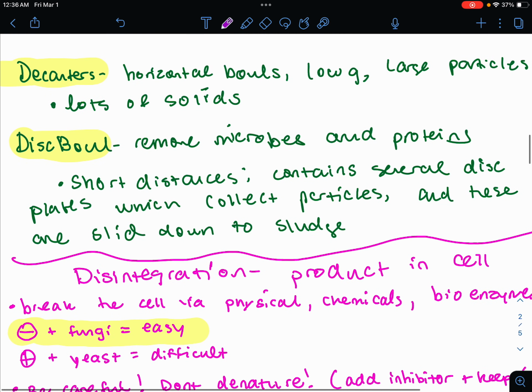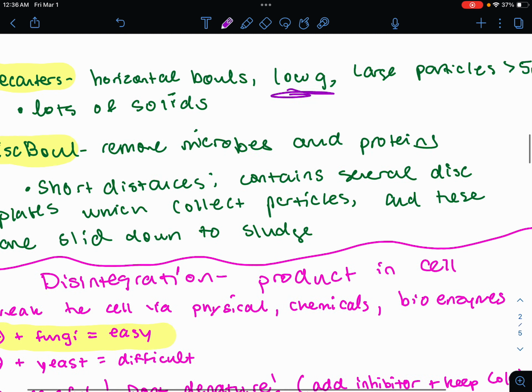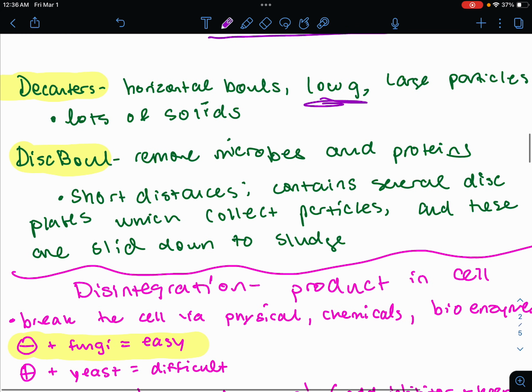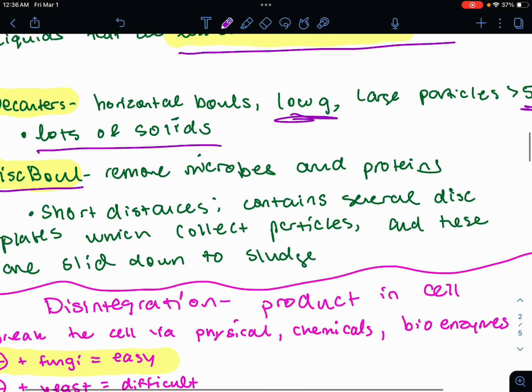All right, centrifuge. Two designs. We have decanters, which are horizontal bowls with low g-force. Large particles are going to be used here. You need the separation of larger particles greater than 5 micrometers. You could have lots of solids in decanters, and you're separating them using centripetal force. Not centrifugal force, that doesn't actually exist. Centripetal does.